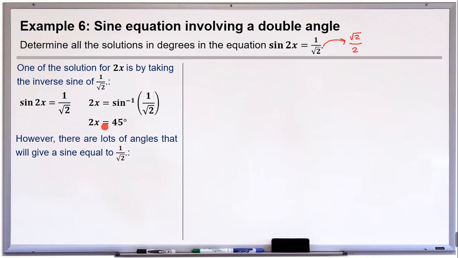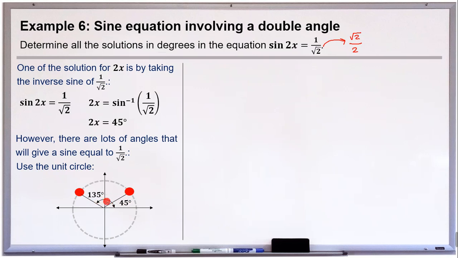However, we all know that there are lots of angles for 2x that will give us a sine equal to 1 over square root of 2. Now, we will again refer our analysis to the unit circle. The quadrants that will give us a sine of positive 1 over square root of 2 are quadrants 1 and 2. So in quadrant 1, this is 45 degrees. Then in quadrant 2, this is 90 plus 45.